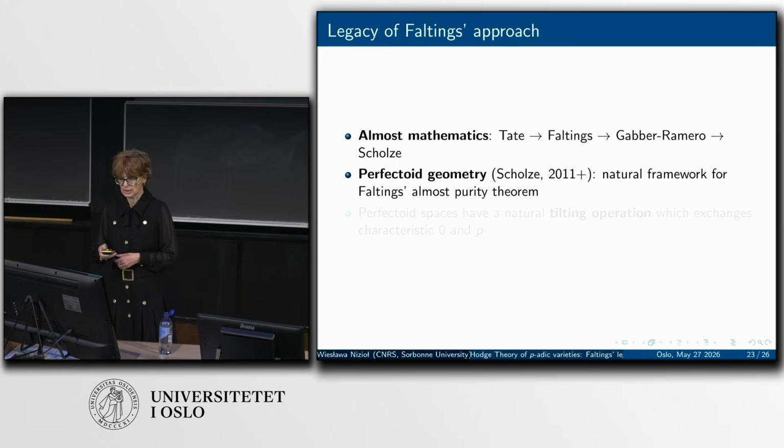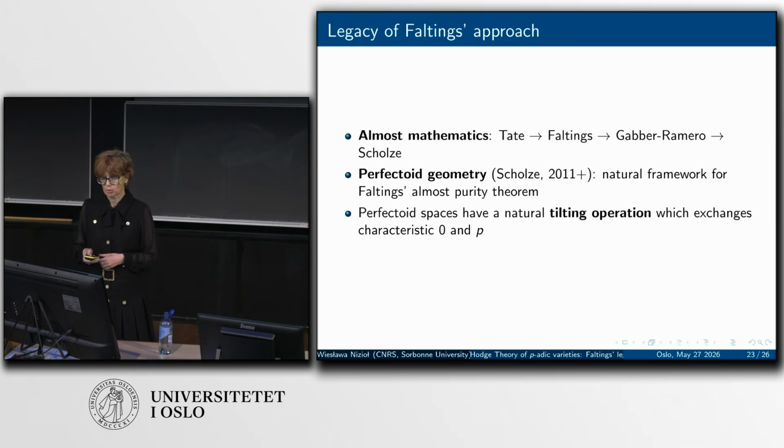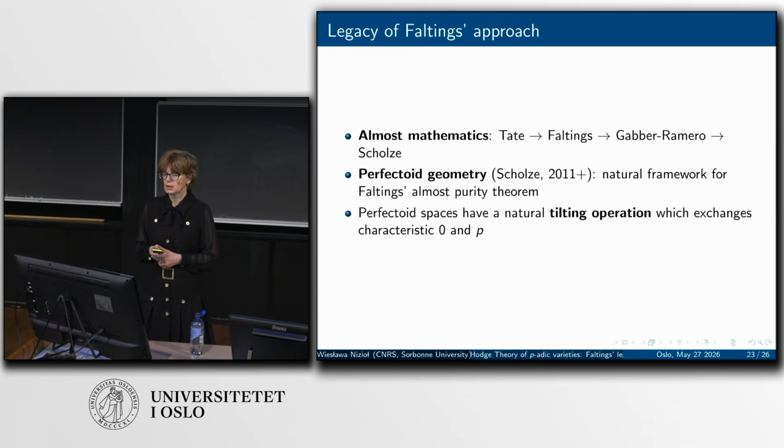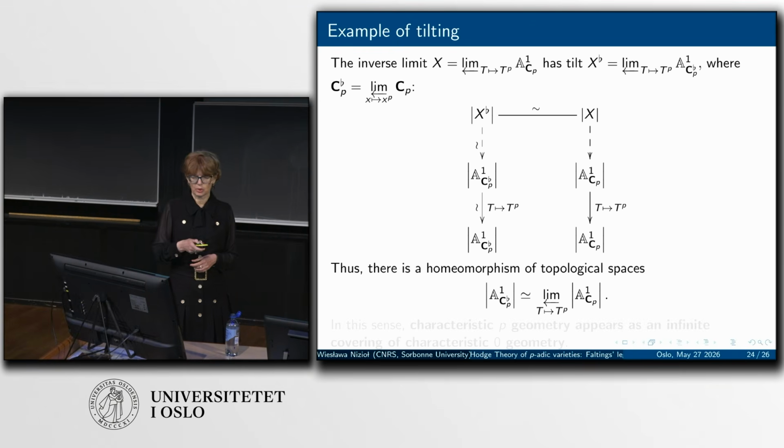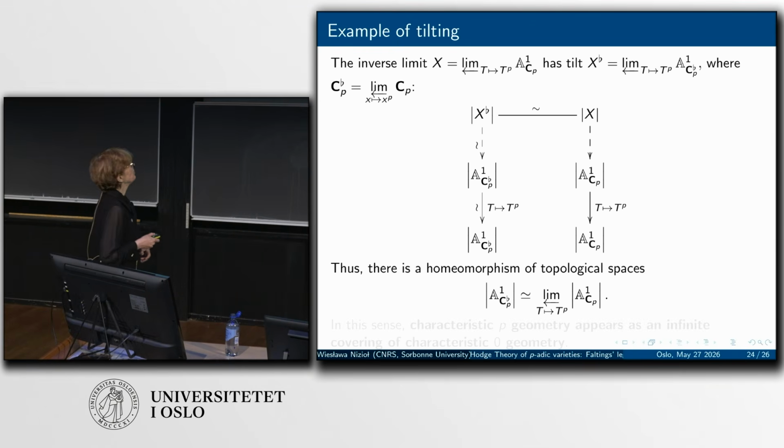in the rigid analytic setting. So let me give you an example: perfectoid spaces have a natural tilting operation which exchanges characteristics 0 and p. So here is a picture. If we look at an Fi space over Cp, we take a tower by p-power morphism. We get an object at infinity, which we call X. So this is our tower. The bars mean topological spaces.